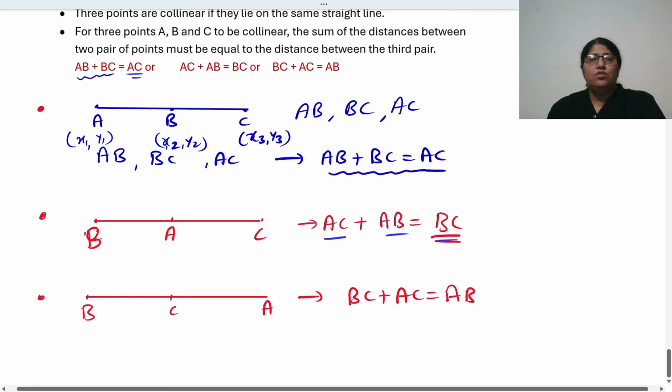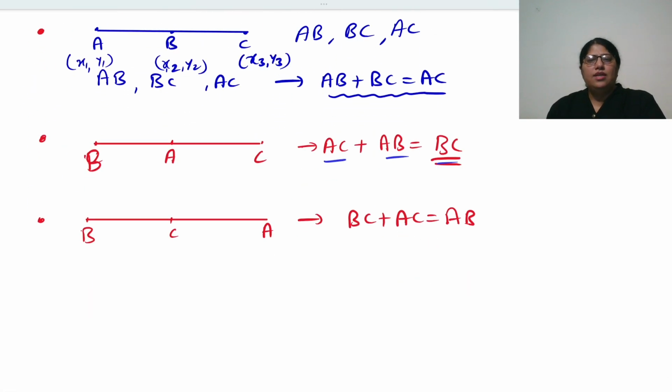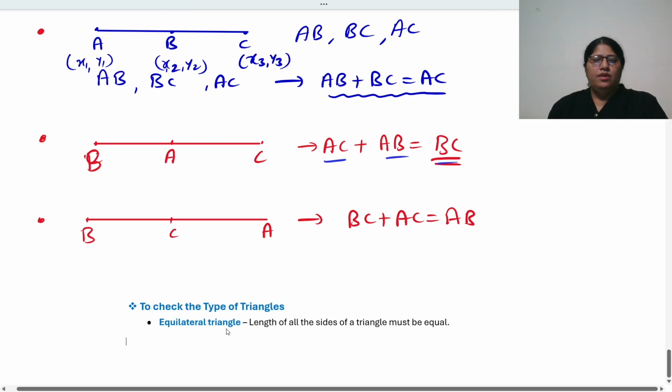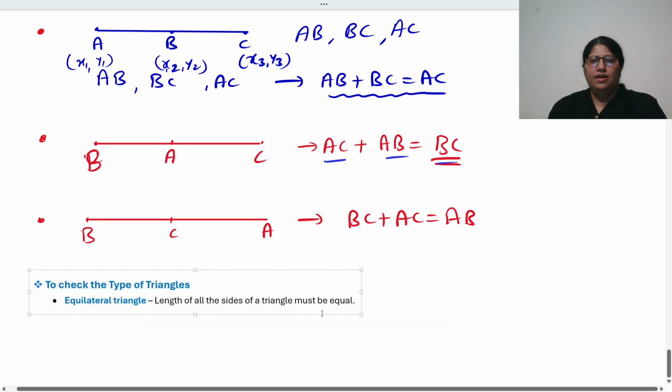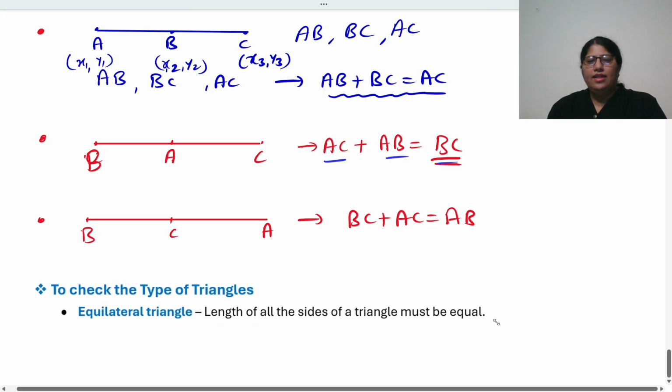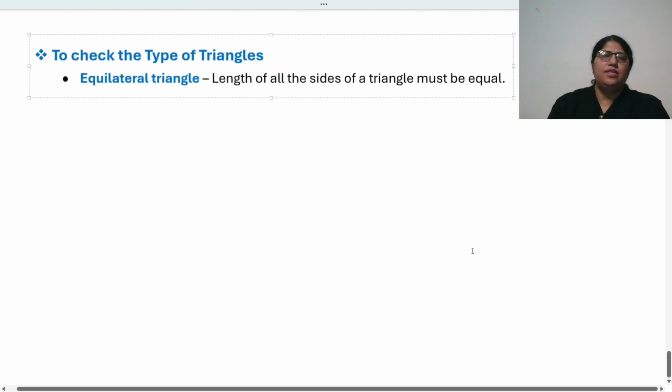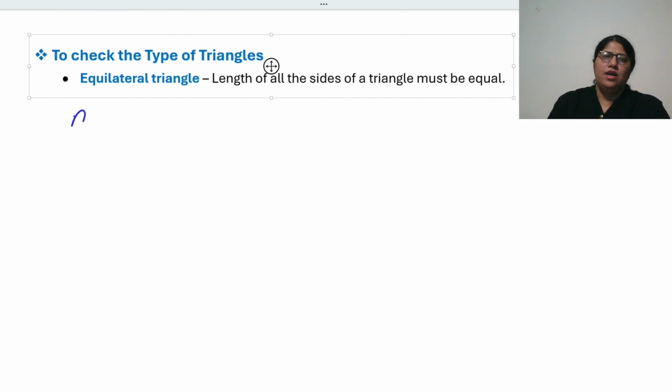Now, this is your first application. What is the second application? You identify which type of triangle you are going to get. Because we are talking about, again, there can be three coordinates given. So to check the type of triangle, you know that because it's a triangle, how many coordinates will they give you? Always they'll give you three coordinates.